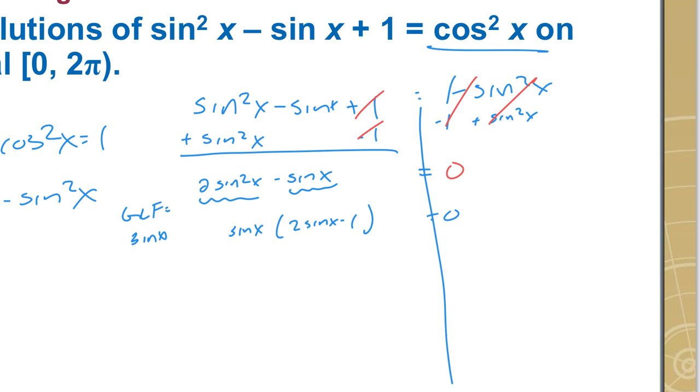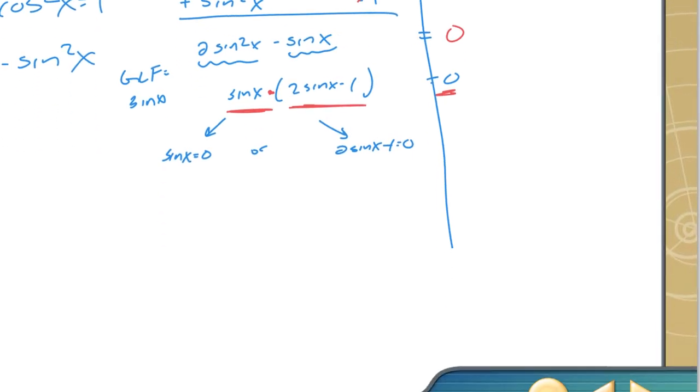Now we can apply zero product property because I have this times this, and it's equal to 0. The only way to multiply and get 0 for an answer is if you multiply by a 0. So either the sine of x has to equal 0, or 2 sine of x minus 1 has to equal 0. Okay? Now, in terms of solving these, sine of x equals 0, we do inverse sine of both sides, and that will cancel out, and we get x equals the inverse sine of 0.